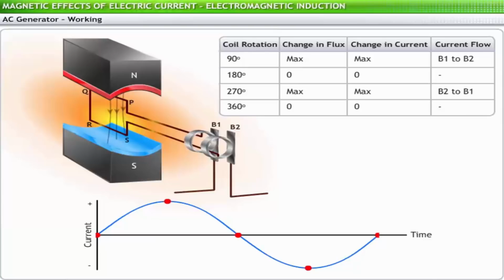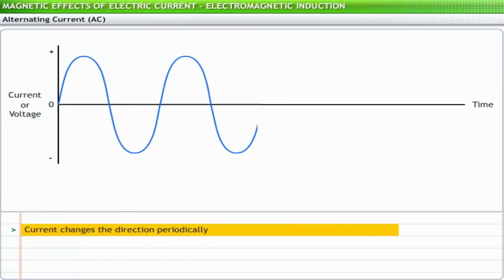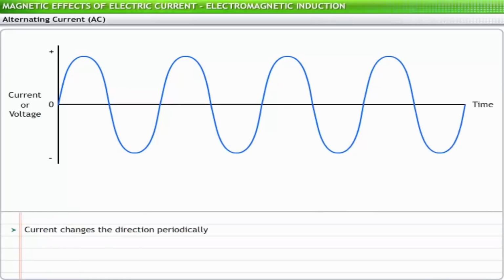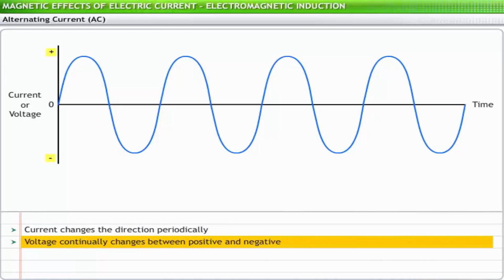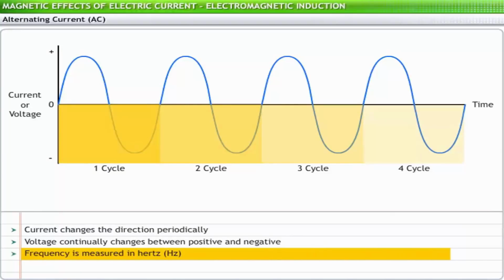The faster the coil turns, the greater the frequency of the current produced by the generator. In an AC generator, the induced current changes its direction periodically and is therefore called alternating current. An AC voltage is continually changing between positive and negative. The rate of change in the direction of the current is called the frequency of the alternating current. It is measured in hertz, that is, the number of cycles per second.